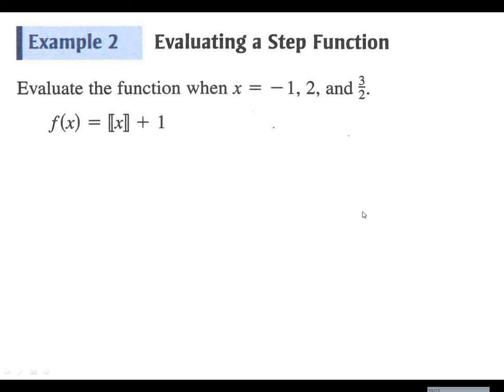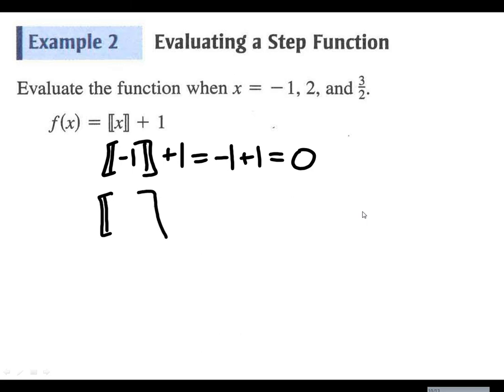All right, so evaluate the step function of this when x is 1, 2, and 3 halves. All right, so just plugging things in. The step function of integers just comes out as themselves. It's negative 1 plus 1, so that's just 0. What about if we plug in 2? Same thing. The step function of an integer is just itself, so 2 plus 1, 3.